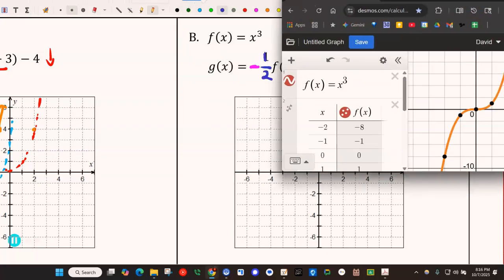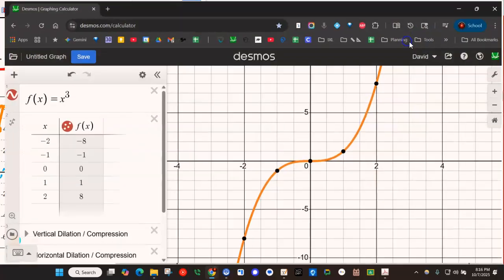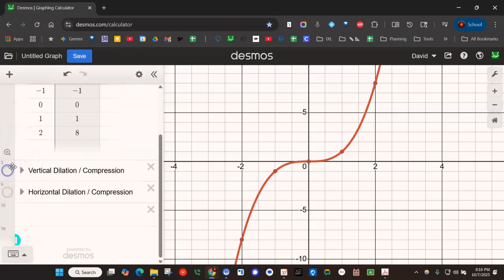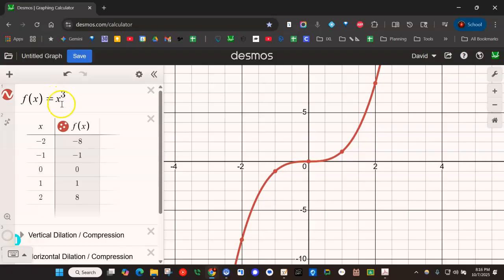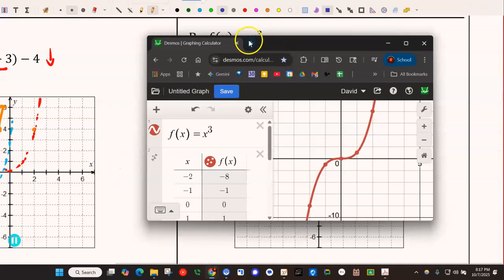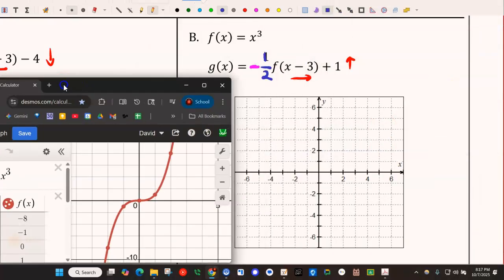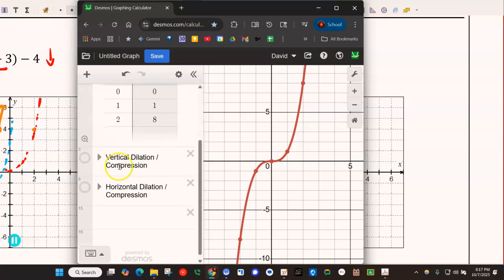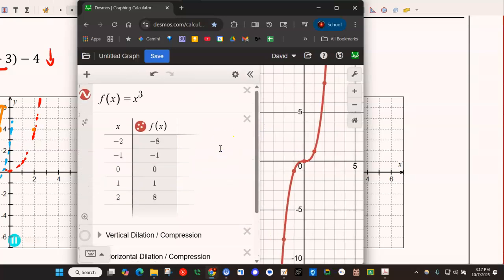Okay. So I got my base function here, which is x to the 3rd. And I want to do all these transformations. So let's do this piece by piece. And we can see what it does to the graph.